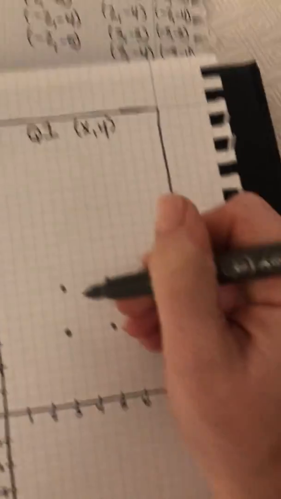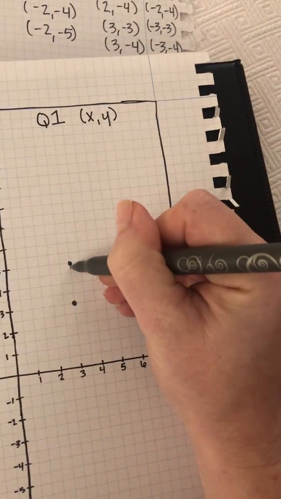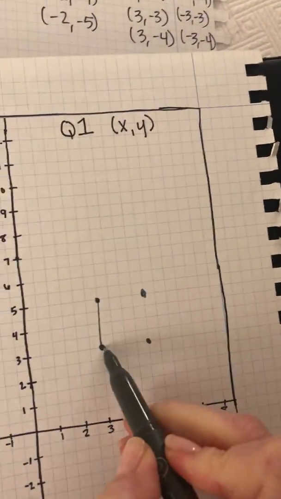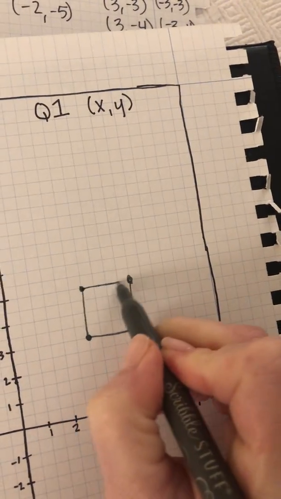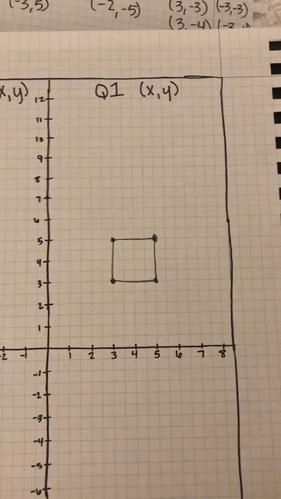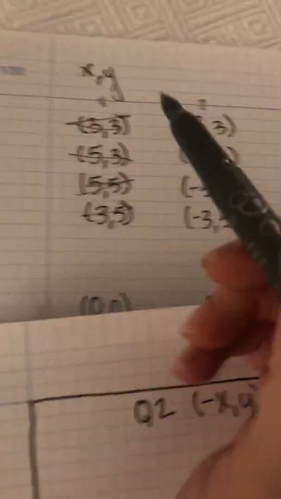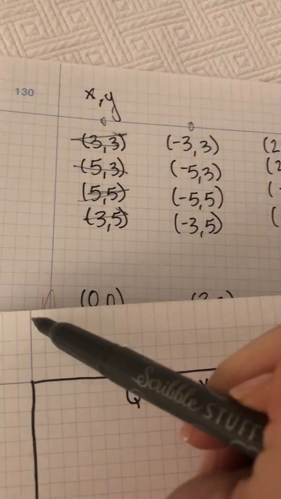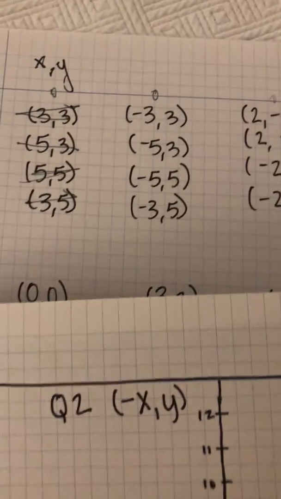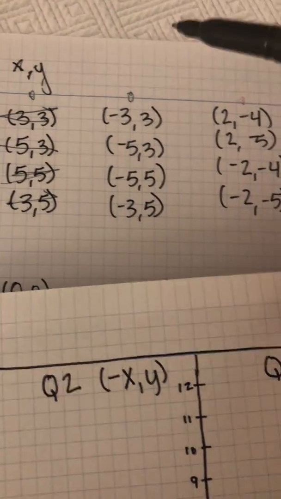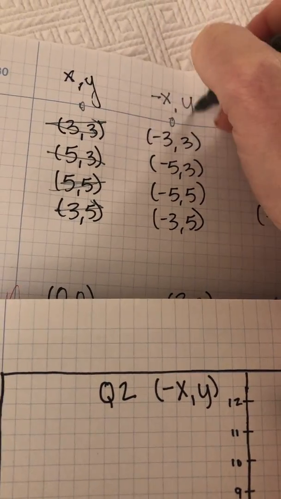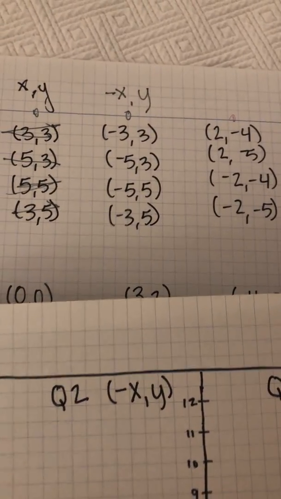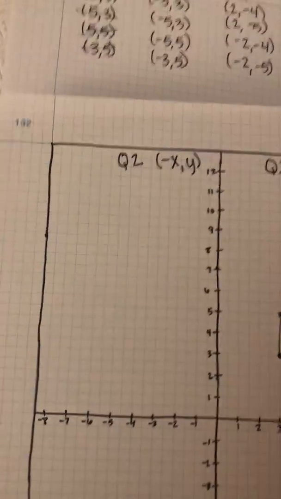And since it is the end of those, I am going to connect. And it makes a nice little square. So those points are all in quadrant 1 because every number in your ordered pair is positive. I'm going to move to my next set, which all of these have a negative x and a positive y, meaning they are all going to go in quadrant 2.